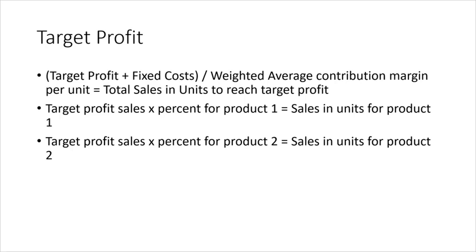Same thing with the target profit. You would add the target profit to your fixed costs. You divide by the weighted average contribution margin per unit. That gives total sales in units to reach the target profit. You can then multiply by the 40%, 60% to see how many sales of each product to reach your target profit.